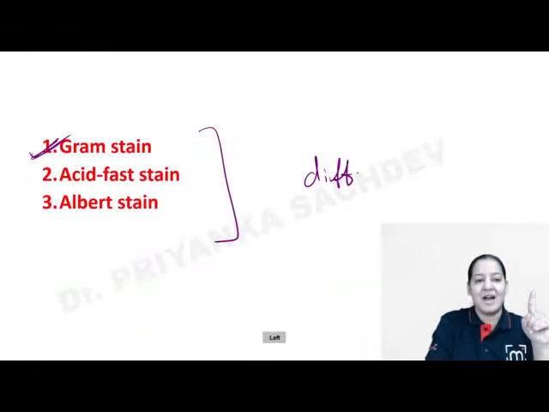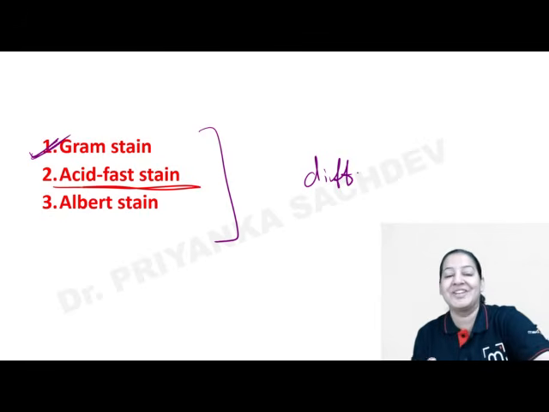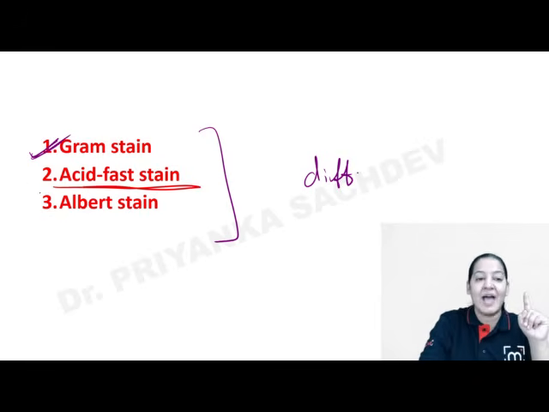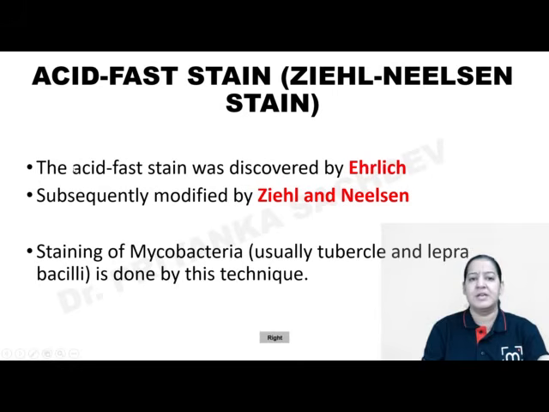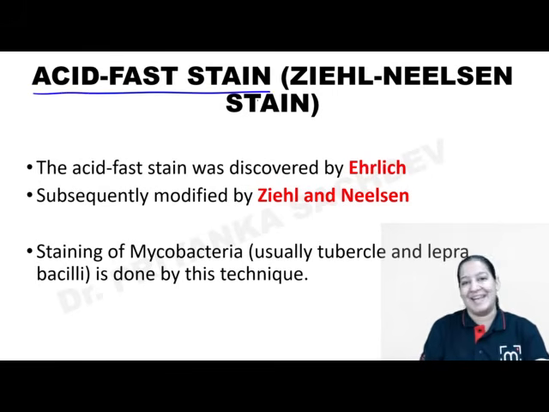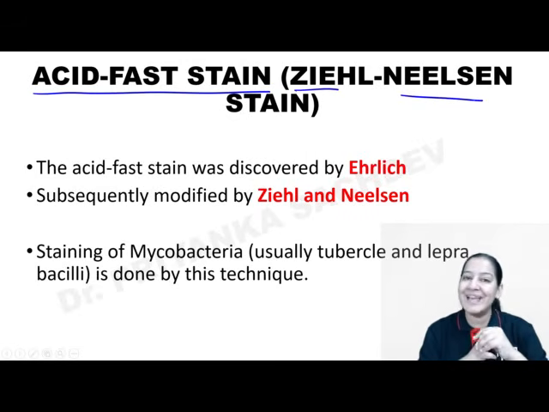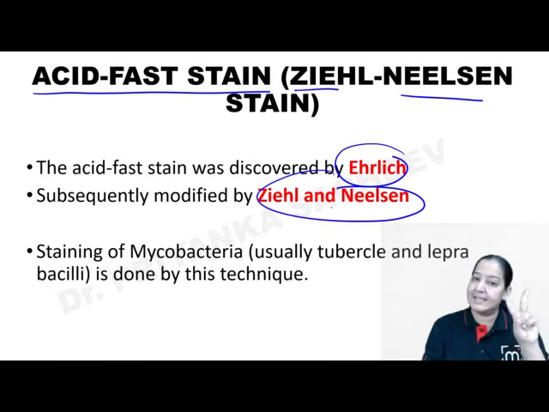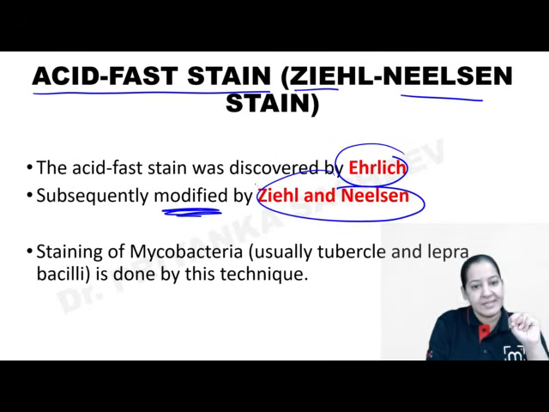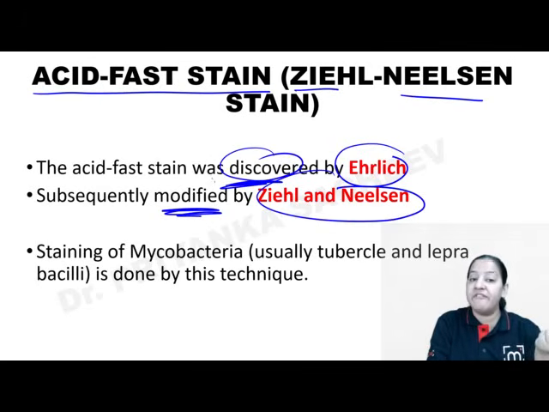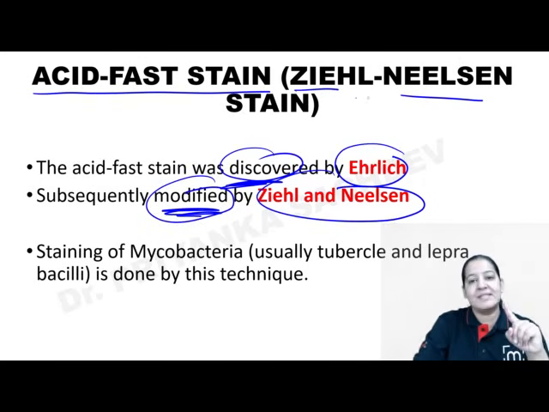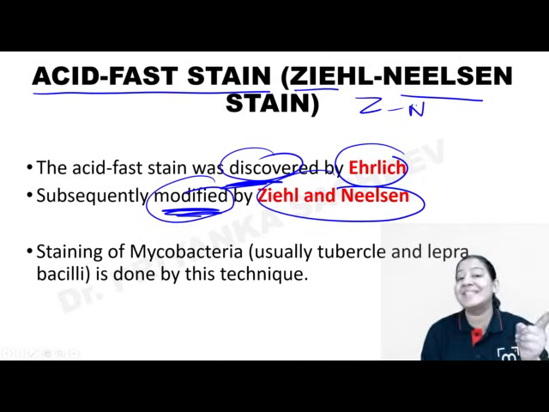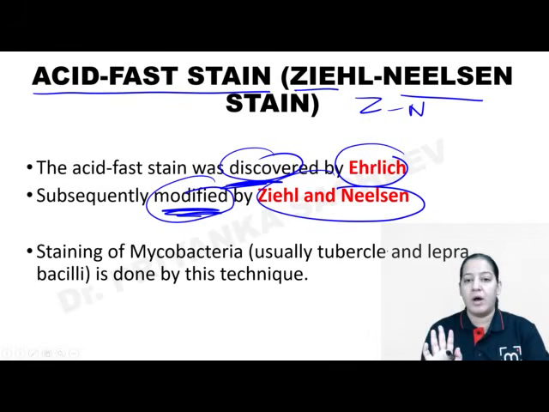Now it's time to start acid fast stain in this session. So in this session, I will be discussing the acid fast stain. Very important. So let's start acid fast staining. Acid fast staining is also known as Ziehl-Neelsen staining. Why is it known as Ziehl-Neelsen staining? Although it was discovered by Ehrlich, it was modified by Ziehl and Neelsen, the two scientists. That's why it is known as ZN stain. In short, we write it as ZN stain. That is about who did the discovery and who did the modification, and the name.